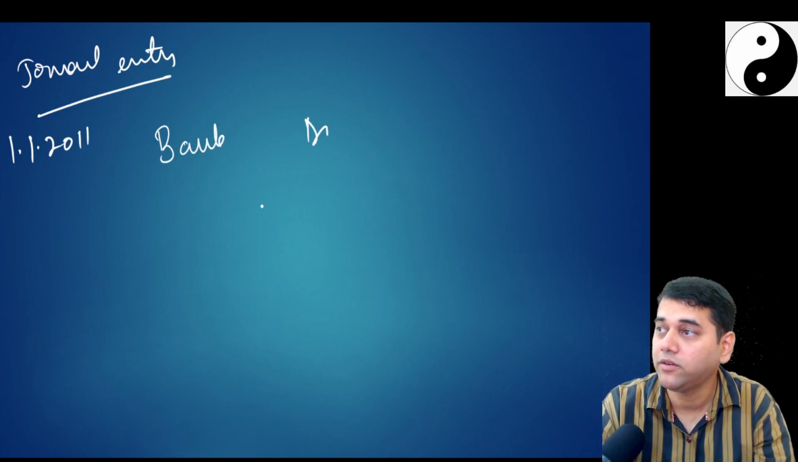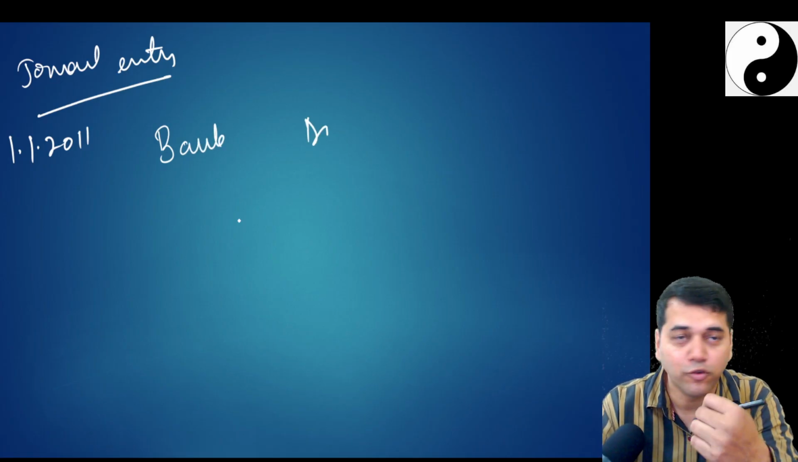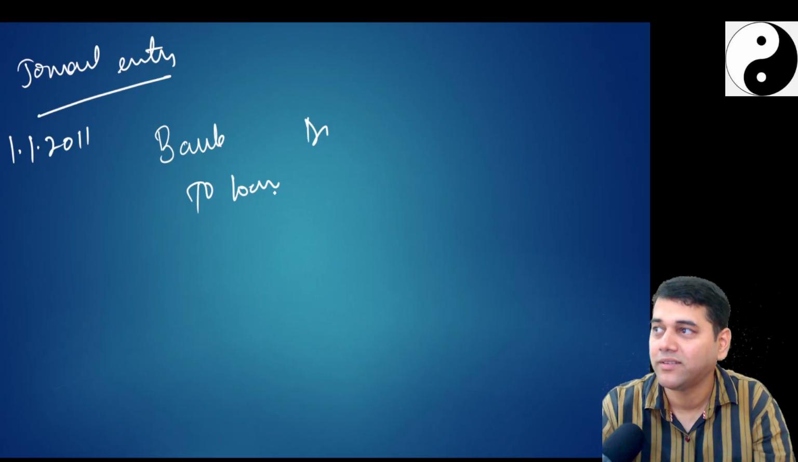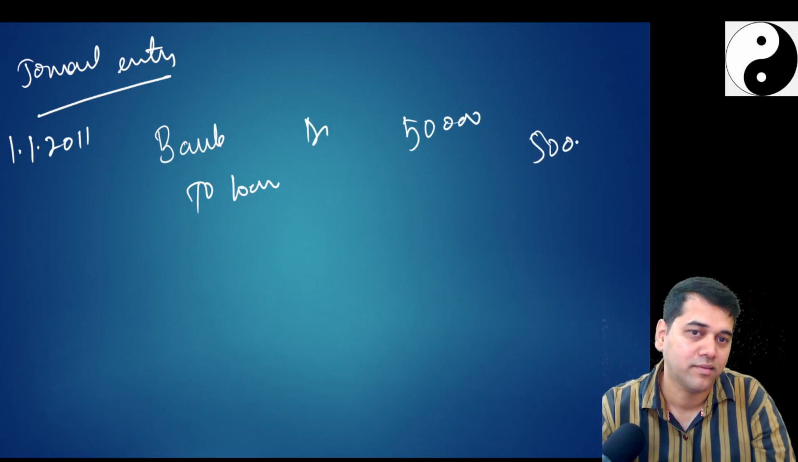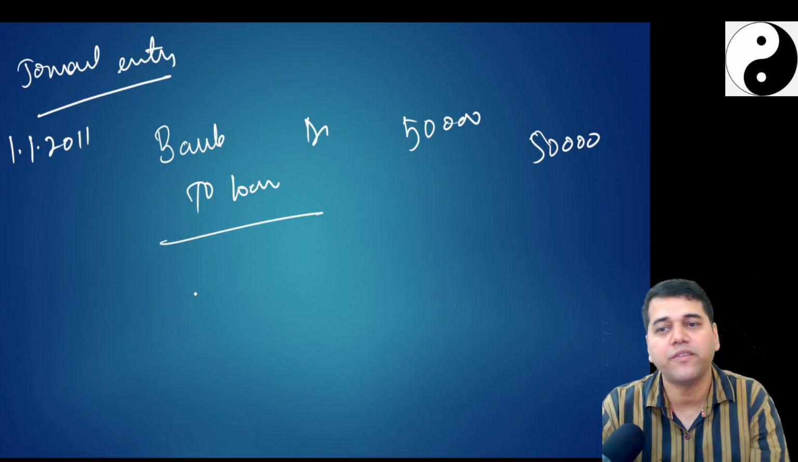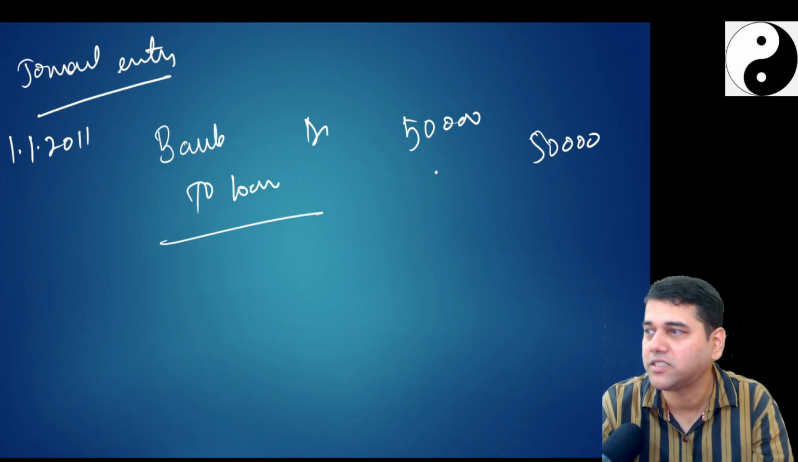Bank account debit, no? You have taken a loan, right? In whose company? Tire and Co, we are accounting. To loan, initial, first 50,000, because my fair value of the loan is the transaction price.